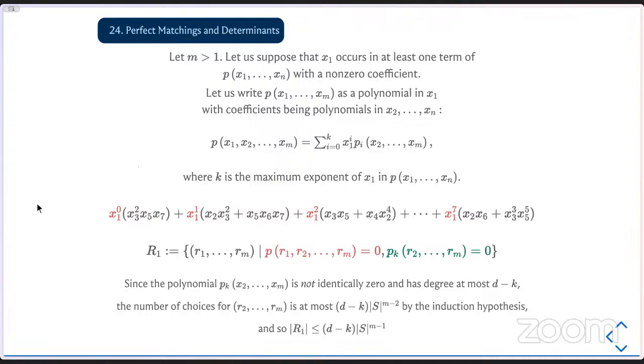So is the bound for the size of the set R1 clear? It's basically plugging in the induction hypothesis on the polynomial coefficient for the largest power of x1 and saying that R1 is a free choice. It can be any of the size of S many things in the subset that we are looking at. So this is just a count. Let me know if this is okay, and then we will look at the other set of roots, which is R2.